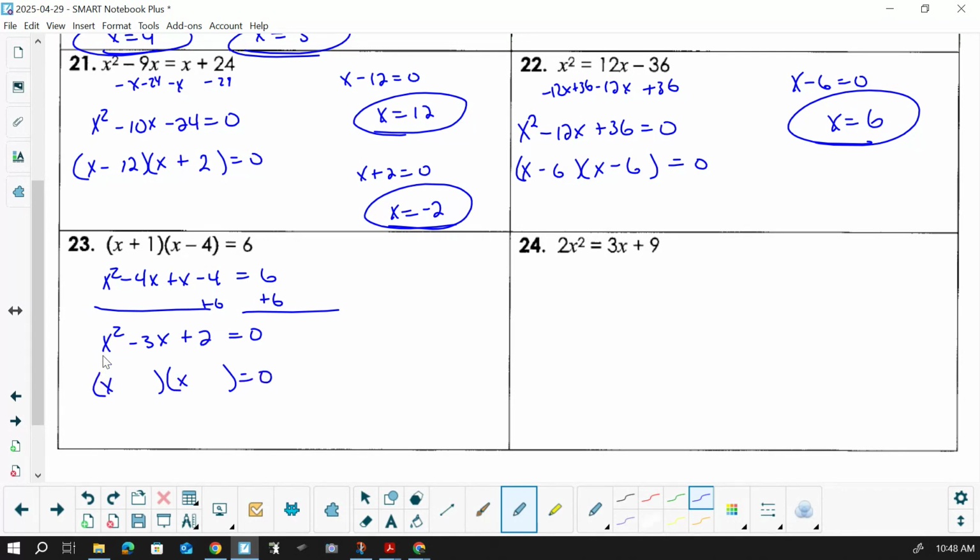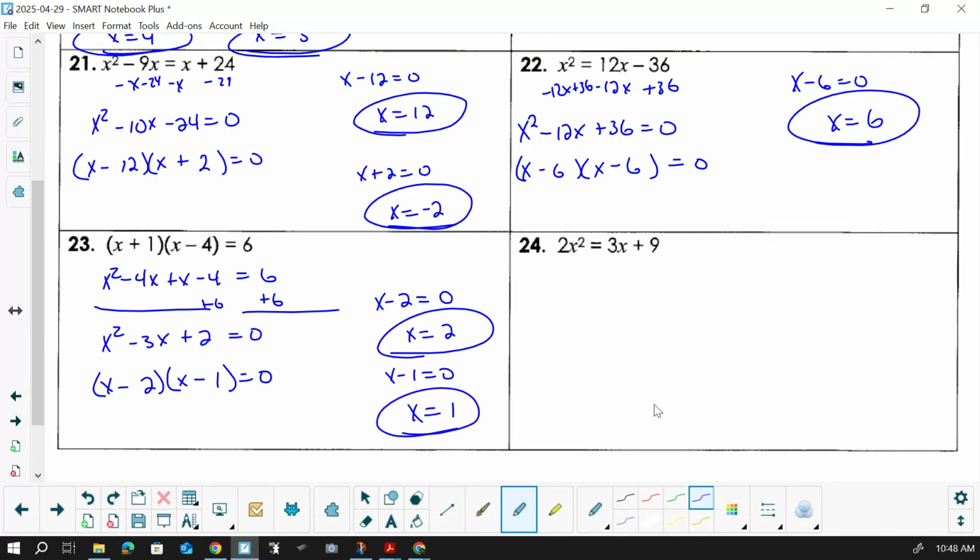x. And then 2 and a 1. 2 times 1, and both minus. So we get that positive at the end and the negative in the middle. So x minus 2 equals 0, and x minus 1 equals 0. So x equals 2 and x equals 1. Last question, we're going to subtract those over.